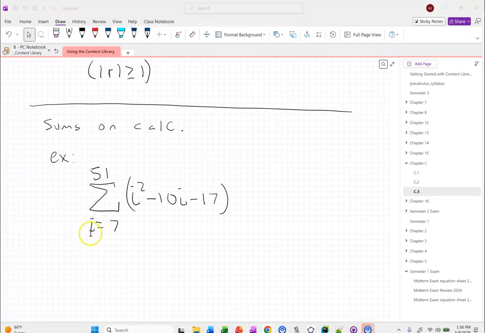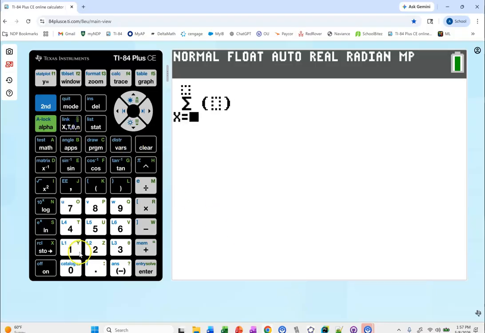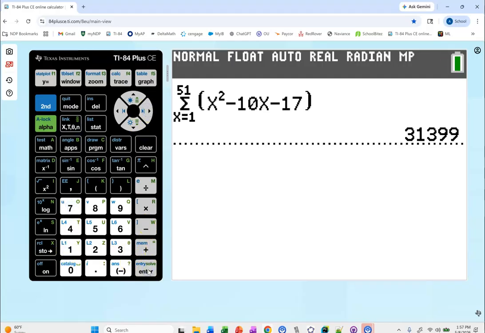The only exception is, what's the variable letter on your calculator going to be used? X. So I'll just type it in exactly like this looks, except I'm going to use an X instead of an I. And then I press enter. And there's the answer.